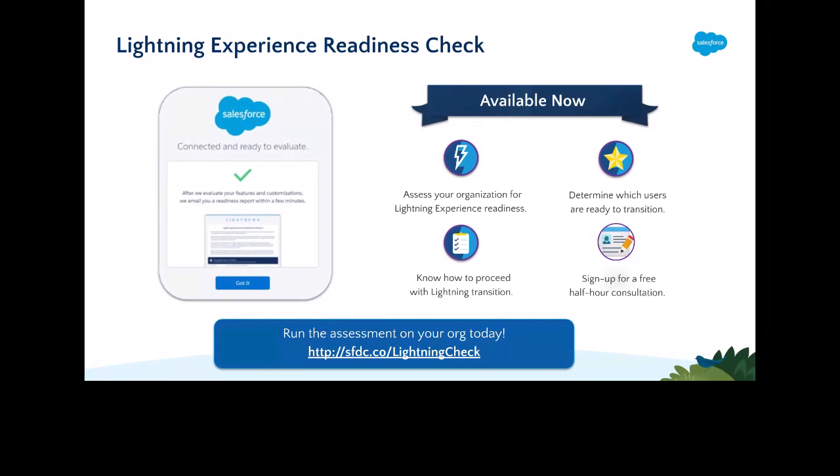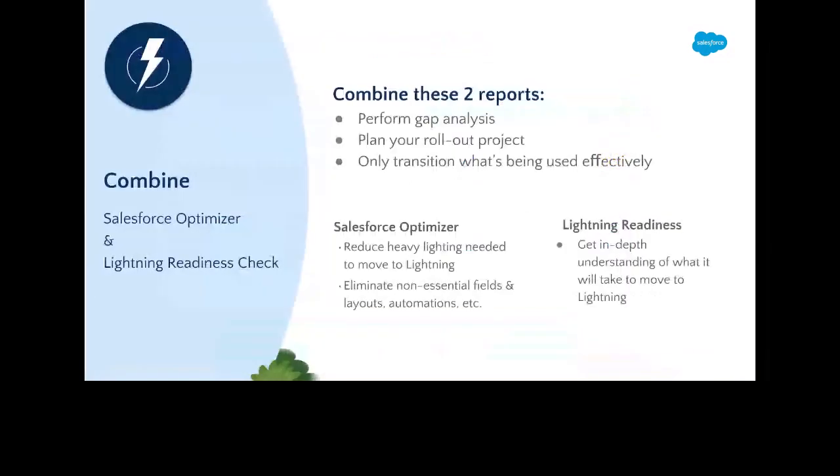It usually started with the help of transitioning users from Classic to Lightning, but now it has evolved into getting help with the readiness check in detail. So combine these two tools, Salesforce Optimizer and Lightning Readiness Check. Once you combine these reports, now you have two reports, right? Combine these reports and perform the gap analysis, to see what is more important to you.